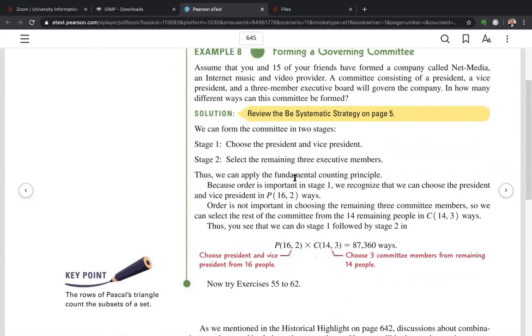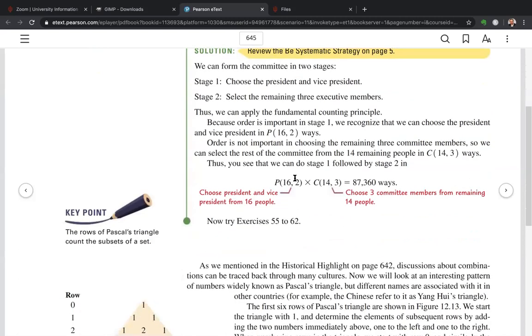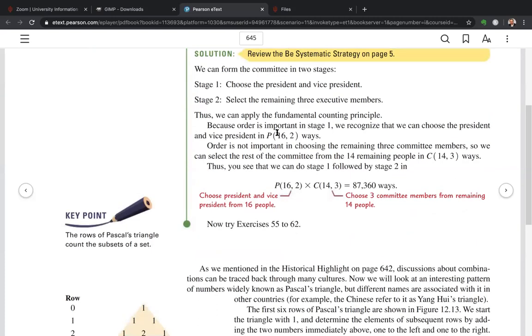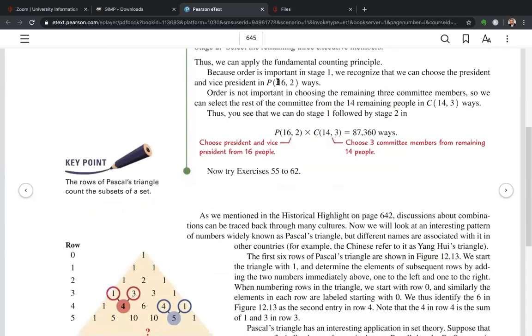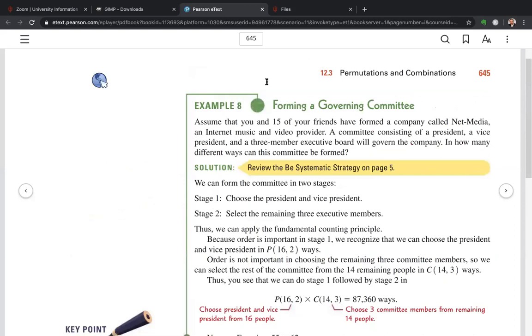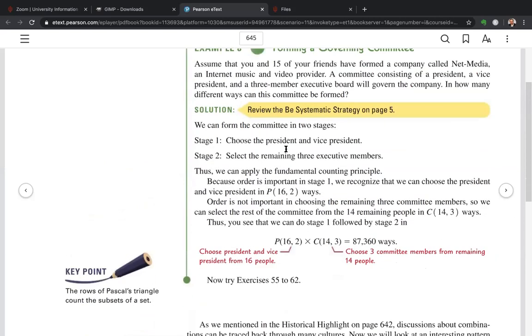So what you're going to do is do it in 2 stages. The first stage is electing a president and vice president. There are 16 of you. Remember, it said you and 15 of your friends. So that's 16 people, and you're going to choose 2 of them. Order matters here because you're selecting a president and a vice president. Once you've chosen those 2 people, they are not eligible to be on the executive board. If you're the president or the vice president, you cannot also be on the executive board, okay?